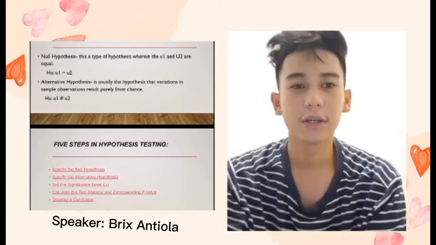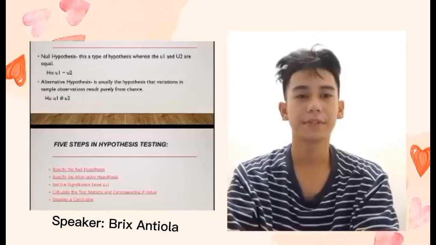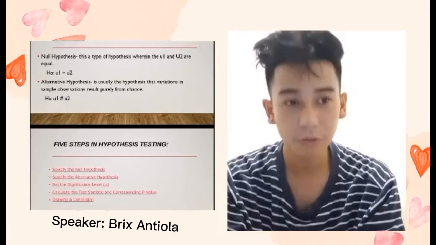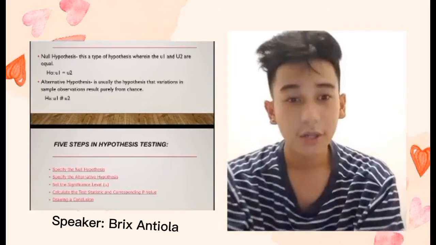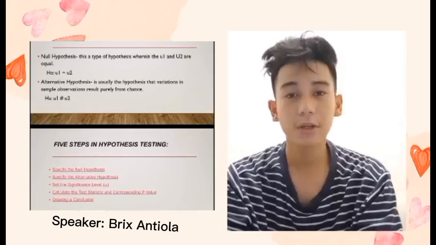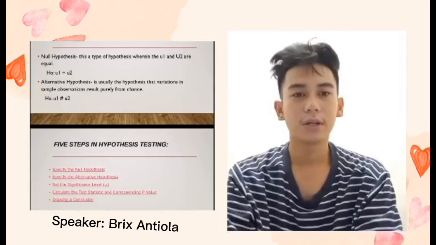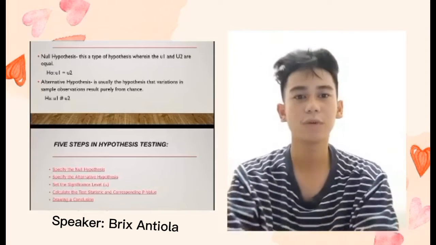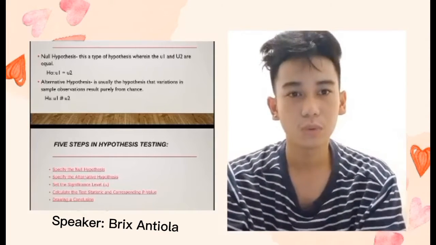Second one is alternative hypothesis. This is the type of hypothesis that is usually variation in sample observation results purely from chance. Alternative hypothesis is denoted as HA, that is μ1 is not equal to μ2.